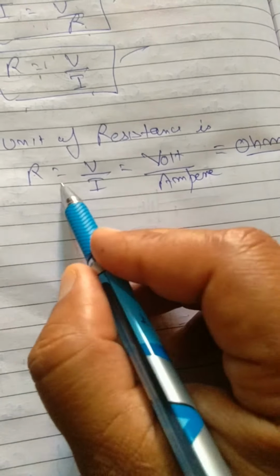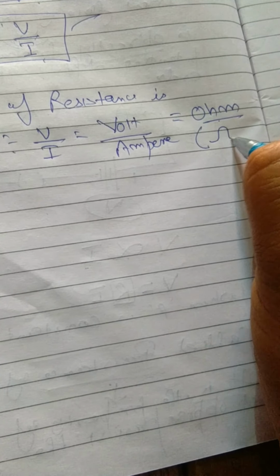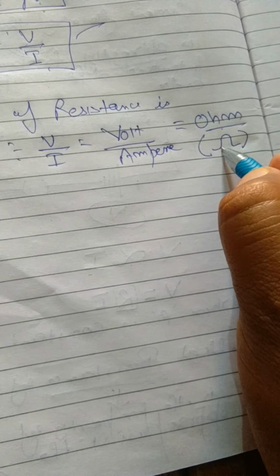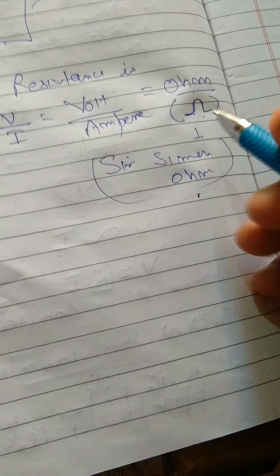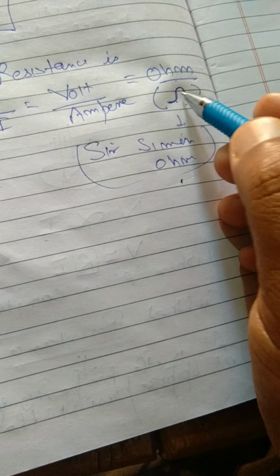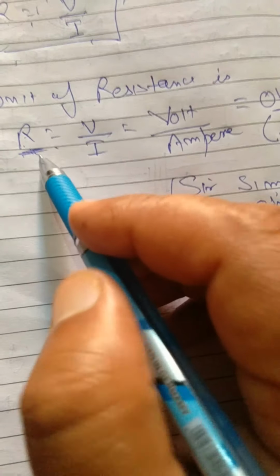Okay beta, that is the SI unit of resistance is ohm and is represented by this symbol. Remember it, this symbol, ohm. Beta, who discovered it? Sir Simon Ohm. Named after this scientist Sir Simon Ohm, who discovered the unit of resistance. Okay beta, understand?